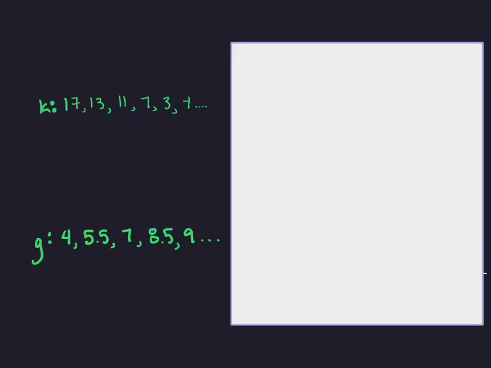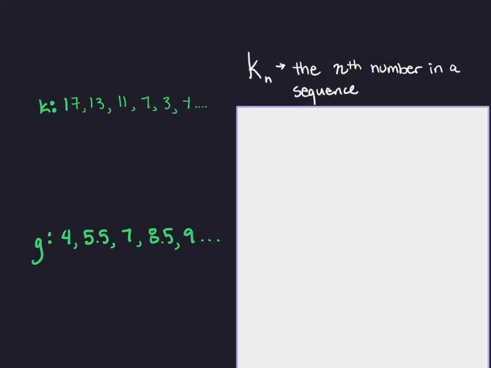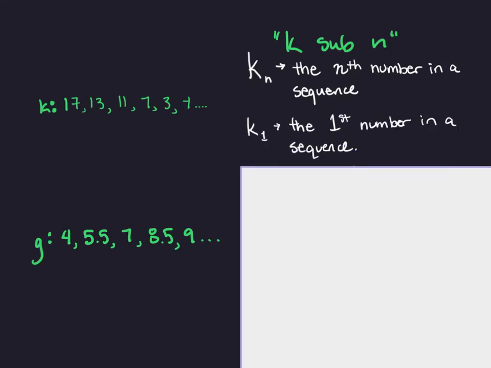Okay, before I can introduce you to recursive sequences, I need to introduce you to 2 different sequences and some notation. Notation is just a fancy word that we use for how we describe the way that we write down math. So this is k sub n. That's how we read this, we say k sub n. And this refers to the nth number in a sequence. So, for example, one might say k sub 1, and that refers to the first number in a sequence.